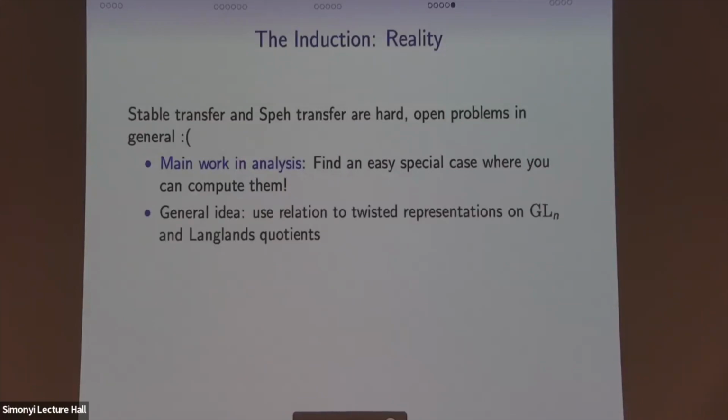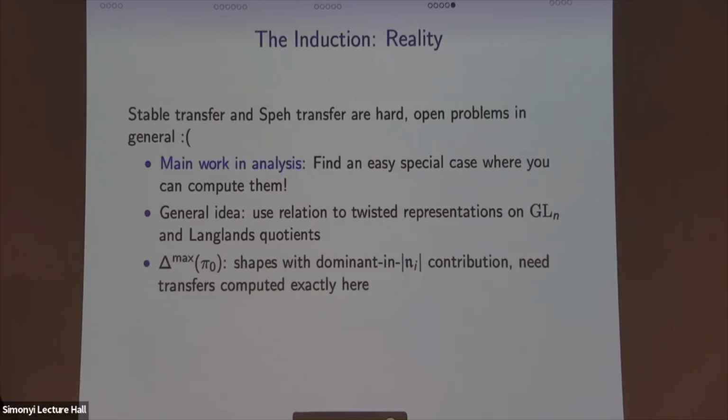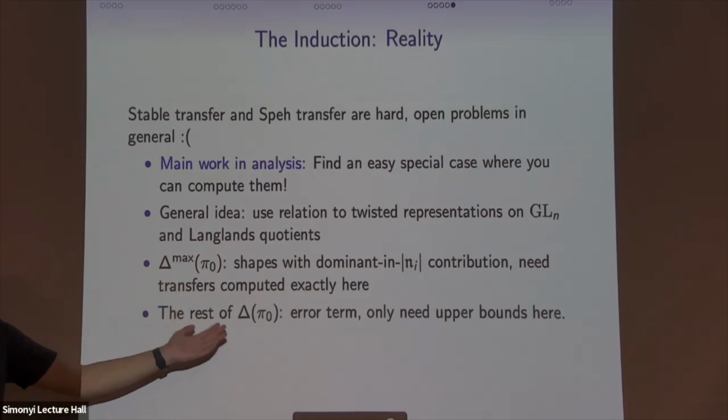So the general idea is we can use relations to the twisted representations on GL_N and Langlands quotients to try to work these out. And the saving grace is that, among all these deltas, some have dominant contributions and some don't. So we only need to compute these transfers exactly for the dominant contributions. And we're allowed to just shove everything else in the error term if we have a strong enough bound. And I think I'll stop there.